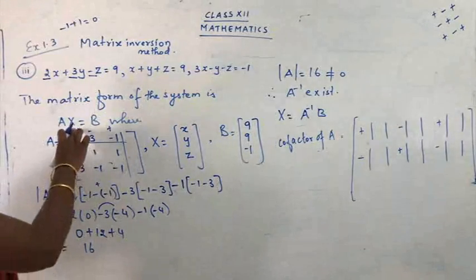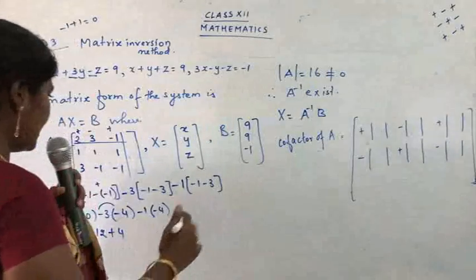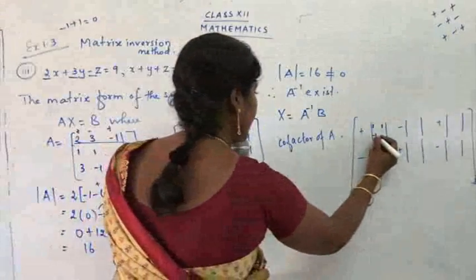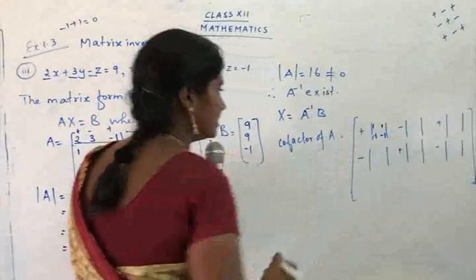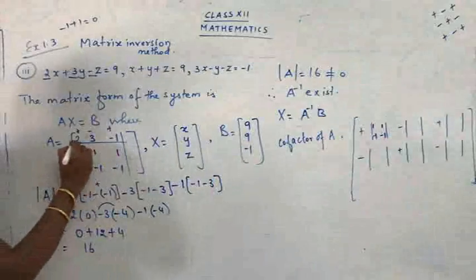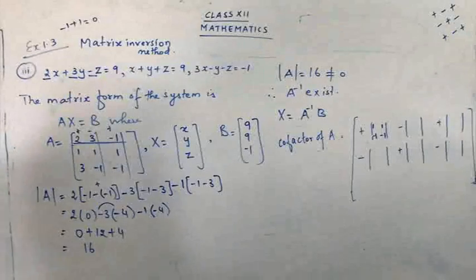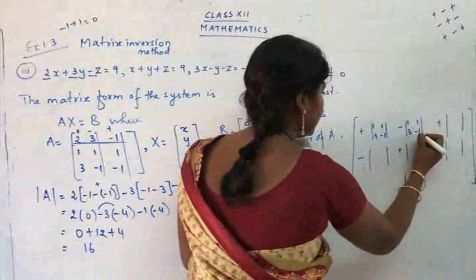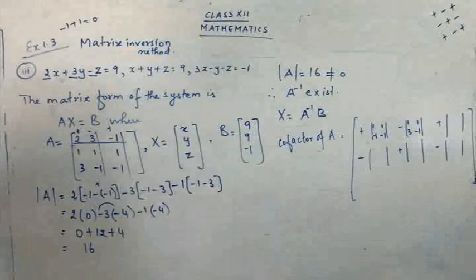We have to leave the first row and the first column. So what is left here? 1, 1, minus 1, minus 1. Okay, done. Next, second, that is first row and the second column. See, first row and the second column. So what are the numbers left, children? 1, 1, 3, minus 1. Just check your answer, whether you have taken down the numbers properly.